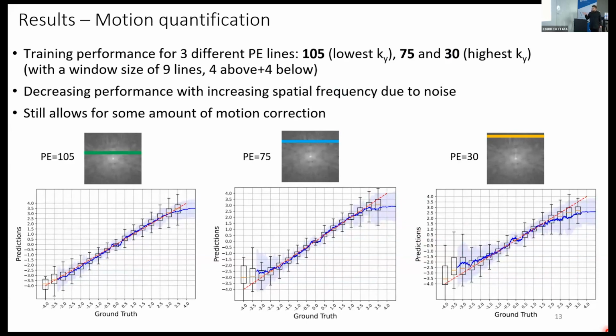So these are the results after training the neural network. If you look from left to right, it's the best case, medium case, and the worst case, and it corresponds to increasing spatial frequencies. Above these plots, you can see the corresponding spatial frequency on which the network was trained. As could be expected, as we have higher spatial harmonics, the performance gets worse, but it's still acceptable and allows some amount of motion correction.